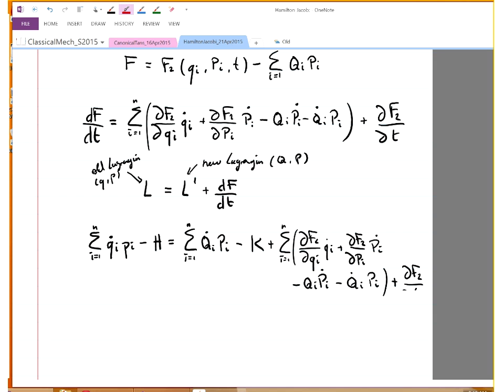The first term on the right-hand side of the equal sign, this term here, cancels with the sum from i equals 1 to n of qi dot pi. It's plus, and then over here I have minus the same term. So these two cancel.